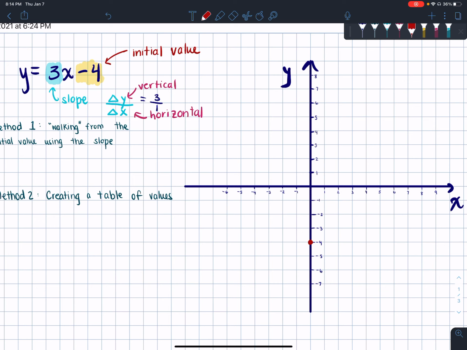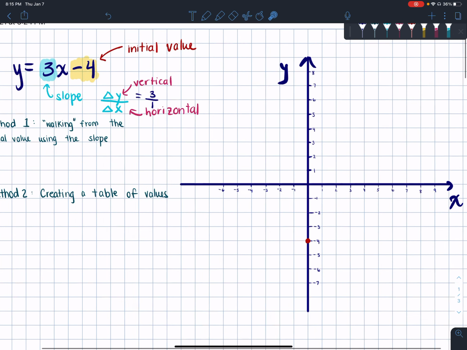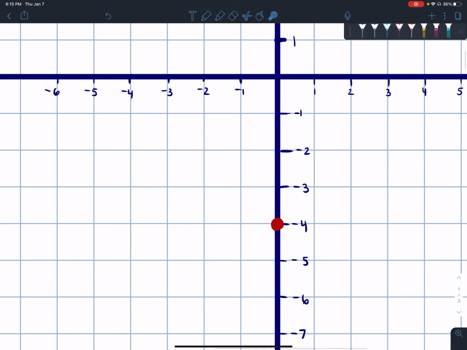And now we're going to walk from this point to our next point using our slope as our guide. Our slope tells us that we have a vertical change of 3 and a horizontal change of 1. So I'm going to zoom right in here. We are going to walk vertically from this point, go up by 3, and go across by 1. And now I have found our new point.